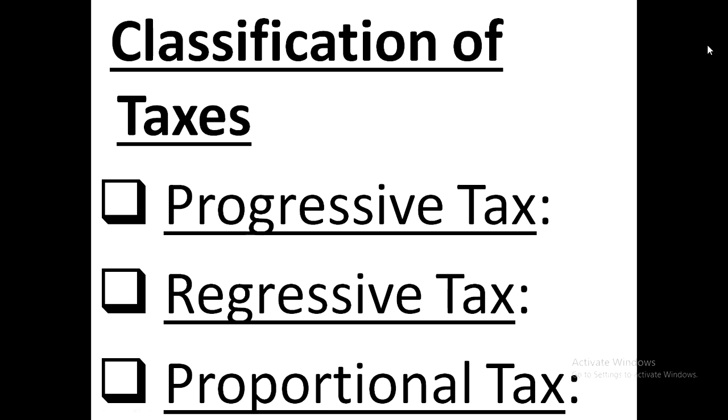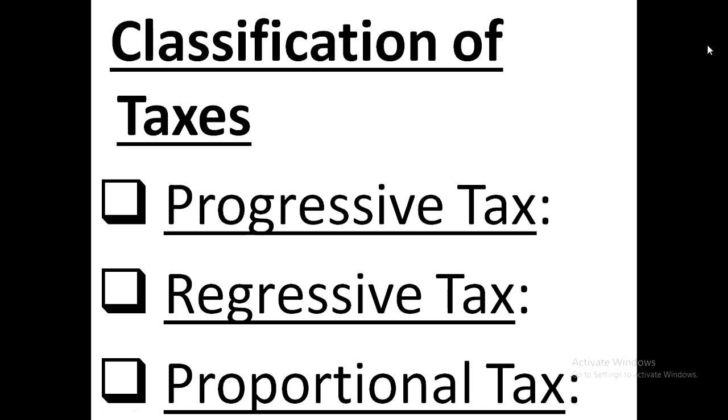The progressive tax is the tax that takes an increasing proportion of income as income rises. So as income increases, the proportion of income that is supposed to be paid as tax also increases. In other words, the percentage of the tax rate goes up as income increases. A direct example of such a tax is the direct tax, for example, pay as you earn. The rate of tax increases as the person's income increases.